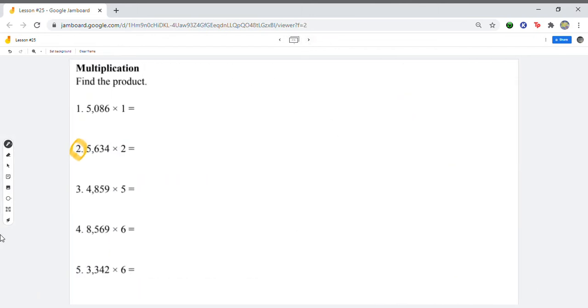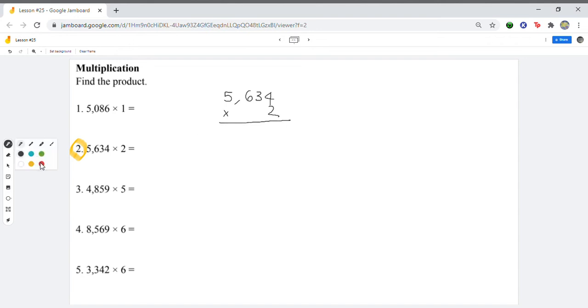So the second section we're going to go over is multiplication, and we're finding the product. Number 2, we're just going to go over number 2. It says 5,634 times 2. So this has no decimal place, so this is a relatively easy problem. We're just going to multiply them.